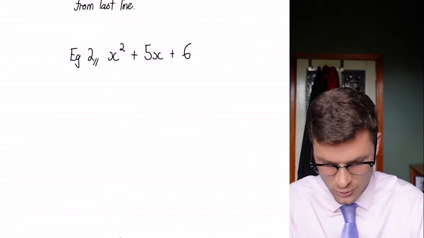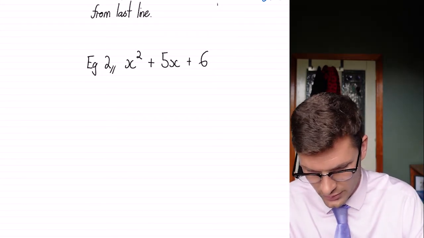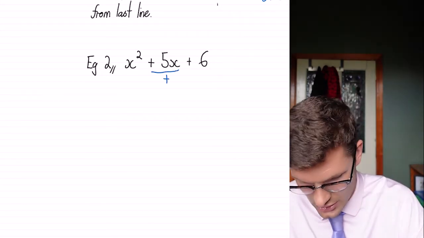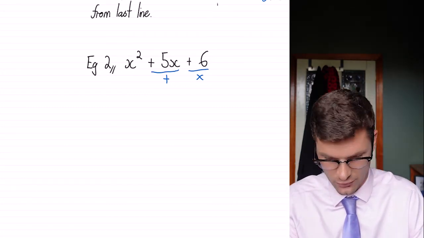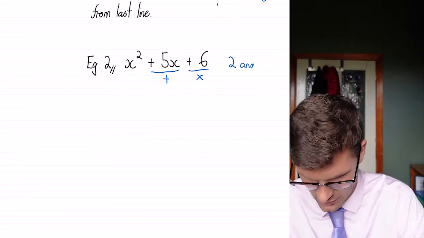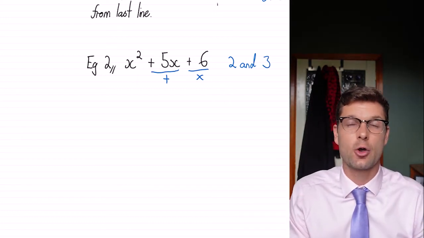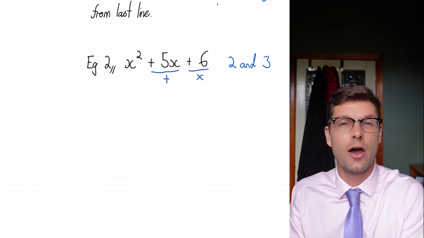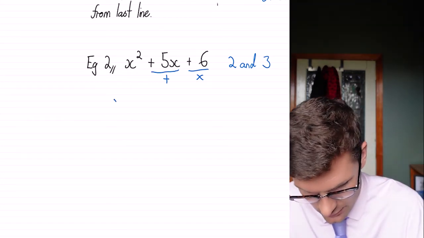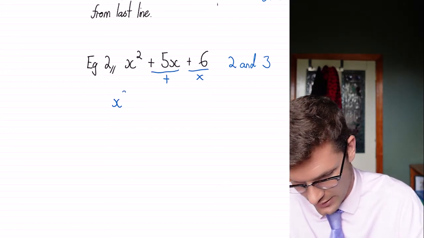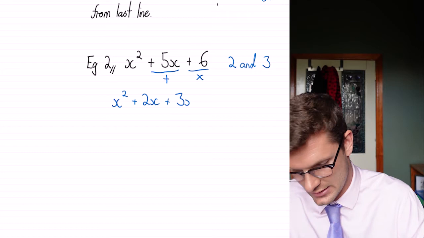So for this one, we've got x squared plus 5x plus 6. So we're looking for a number that pluses together to give 5 and times together to give 6. So for this one, it's going to be 2 plus 3. And I like to write those down. So I've got 2 and 3. Now I've got to rewrite my equation, replacing the 5x with 2x and 3x. So my next line of working is x squared plus 2x plus 3x plus 6.